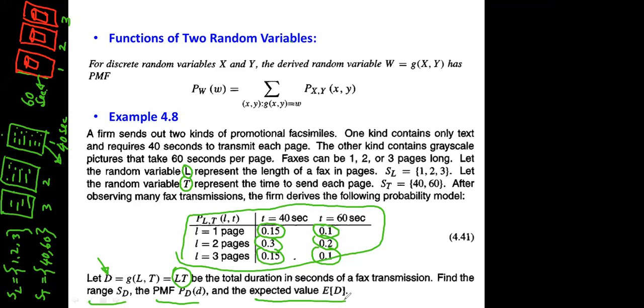Sir, what does range SD mean? Range SD means what values it can take. We have already seen what the range is. Range is the possible values of that particular variable.